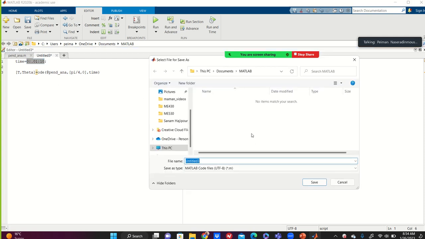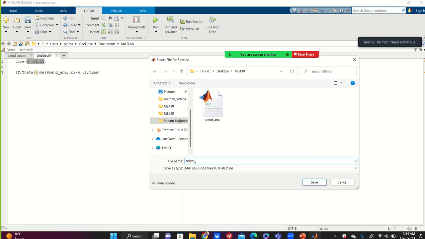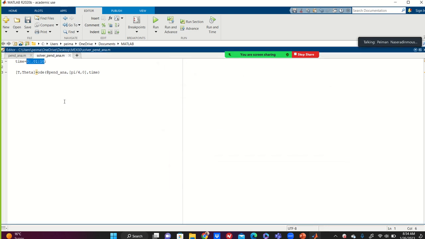You have to save this file at the place that you saved the previous file. If you don't save it, it's gonna give you an error. I'm saying solver. You can name whatever you want here. Solver of pendulum analysis. You can say solver of Michael Jackson. This is arbitrary. Saving. I saved. So you see, what does this do? Let me show it to you.